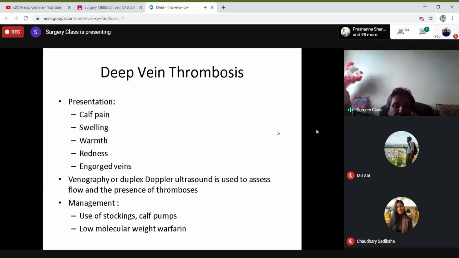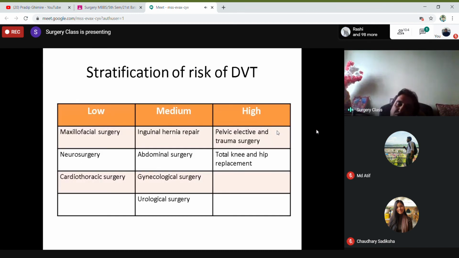And deep venous thrombosis, as you can see, the calf pain, swelling, warmth, tenderness, and the patient can develop pulmonary embolism. So you have to use stockings if it is a prolonged surgery, and then use heparin 12 hours before surgery and post-op also. So this I will not go into, the DVT risk.